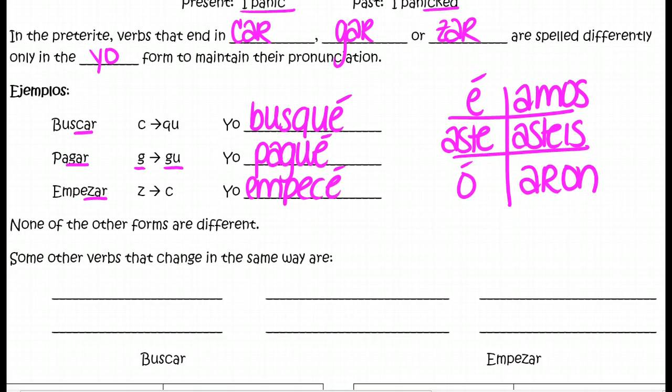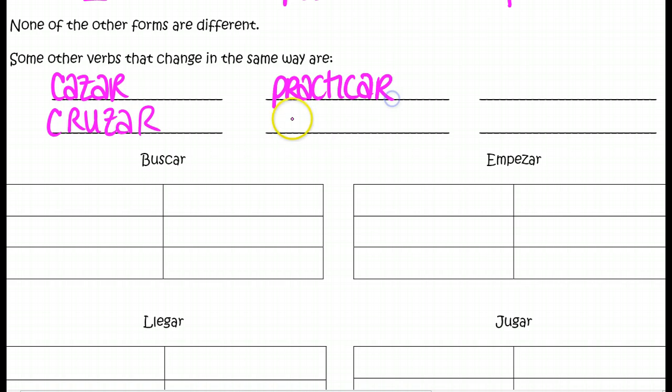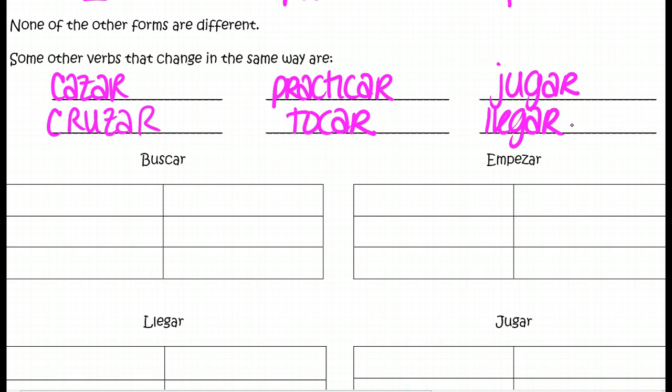There are quite a few verbs that have the same change. There are quite a few car, gar, and zar verbs. Some new zar verbs that we have are the verbs cazar, which means to hunt, and cruzar, which means to cross. A couple of old car verbs are the verbs practicar and tocar. And then some gar verbs we have are the verbs jugar and llegar. And of course, there are plenty more of these car, gar, and zar verbs. These are just a couple of examples.